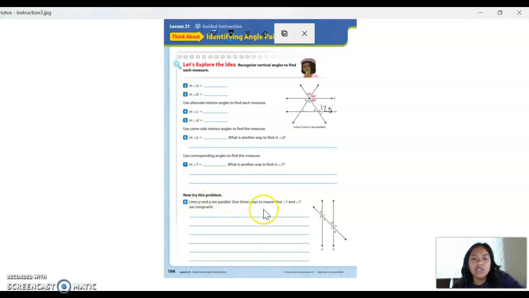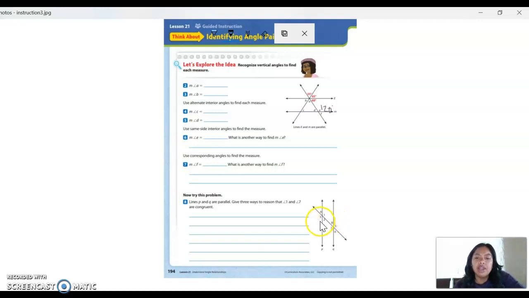Give 3 ways to reason that angle 1 and angle 7 are congruent. How do you know that these two are congruent? Based on what we've learned, go ahead and discuss how they're congruent. Alternate interior angles are congruent, vertical angles are congruent, and kind of describe it.